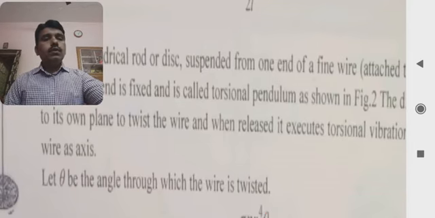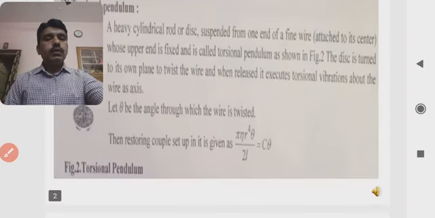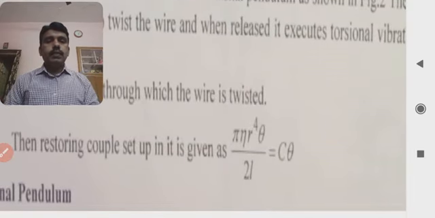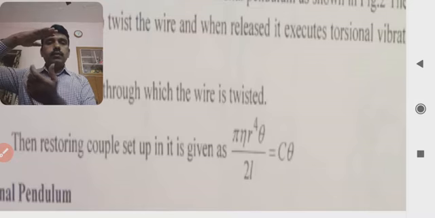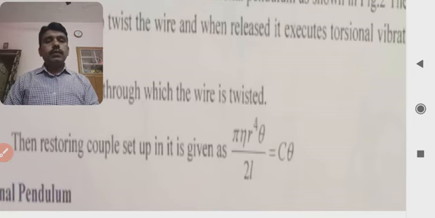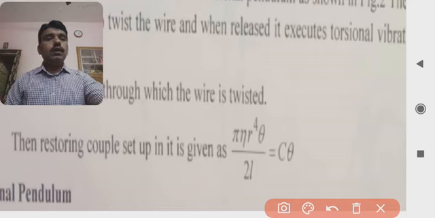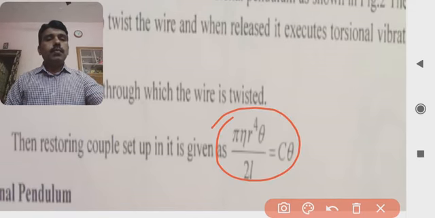So this is simply your torsional pendulum, and you will get the oscillations in that case. As the twisting occurs, a restoring couple is set up in it, because if I twist it for a smaller angle, it will try to regain its original position with oscillations. The twisting couple set up in it, as we have already calculated, the twisting couple per unit twist is pi eta r raised to 4 by twice L.